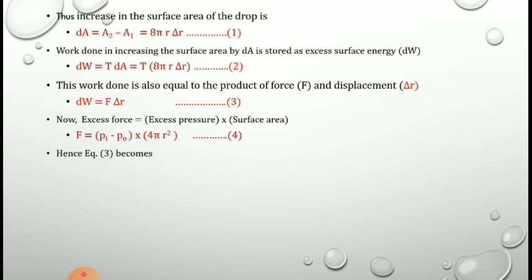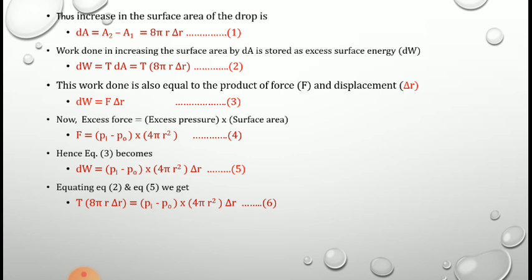Now if we substitute this in equation 3, we get dW is equal to (Pi minus Po) multiplied by 4 pi r square into delta r. This is equation 5. So we have two equations, equation 2 and 5. If we equate them, what do we get? We get equation 6.